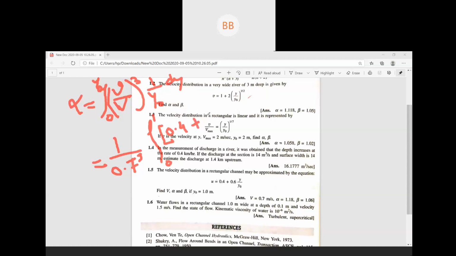Plus 0.6 y by y naught. As y naught is again 1 in this equation, we can directly write 0.6 y. Then don't forget we have a cube, dy. So to solve this equation, first we have to take the a plus b whole cube equation.